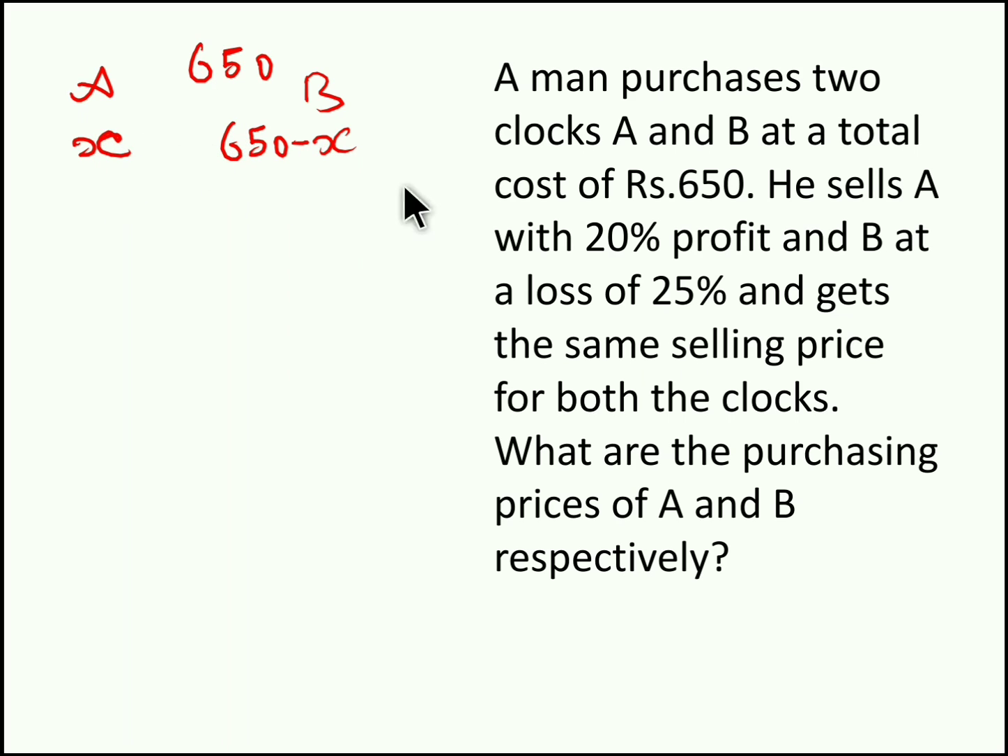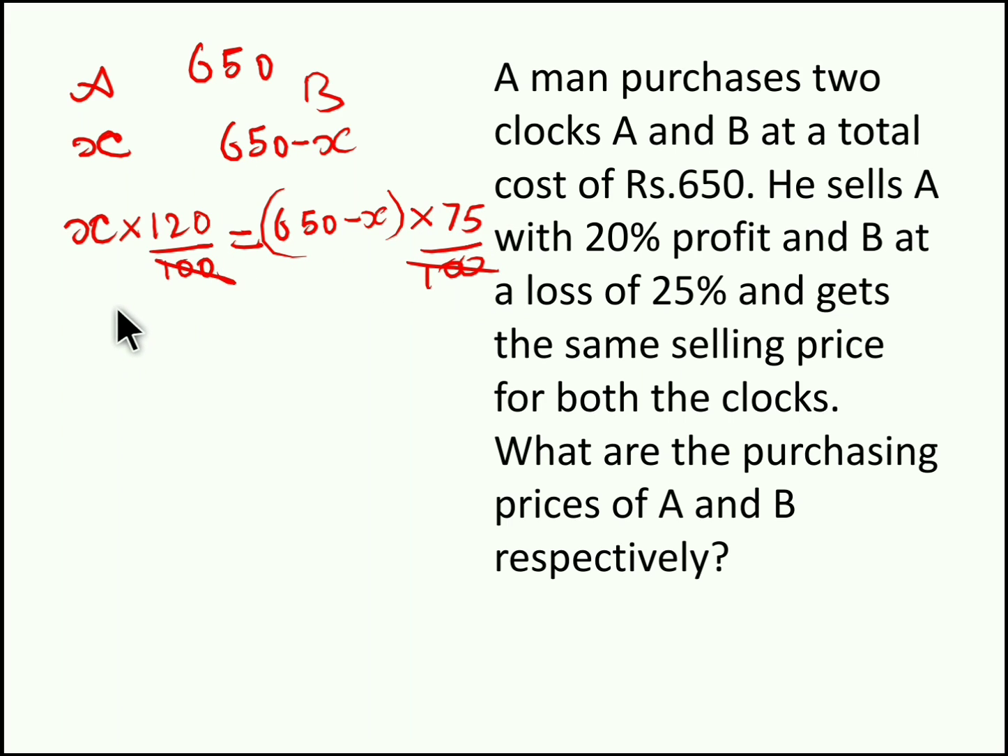Now this clock A is sold at a profit of 20%. So here the selling price of clock A is X into 120 by 100. So clock A's selling price is equal to the selling price of clock B. Clock B's cost price is 650 minus X. They are selling at a 25% loss, that means they are selling clock B only for 75%.